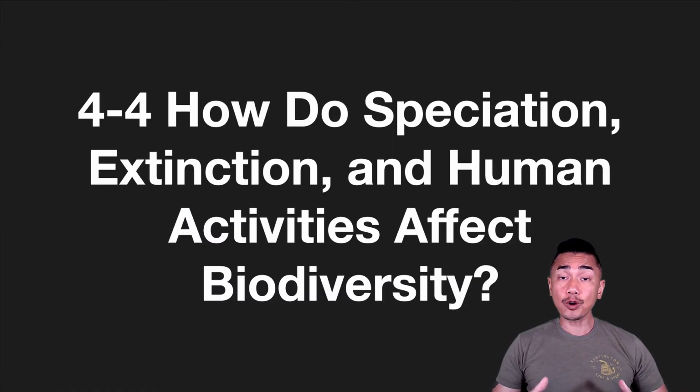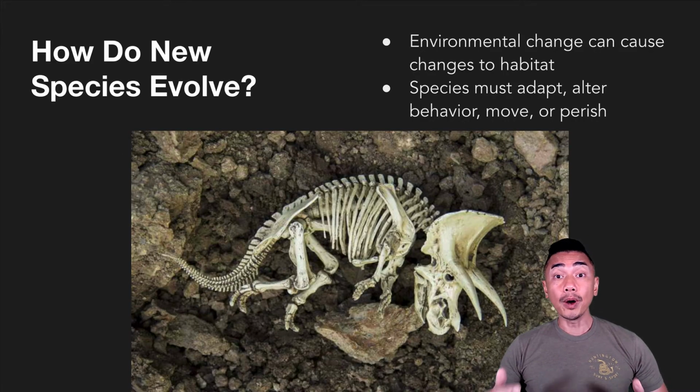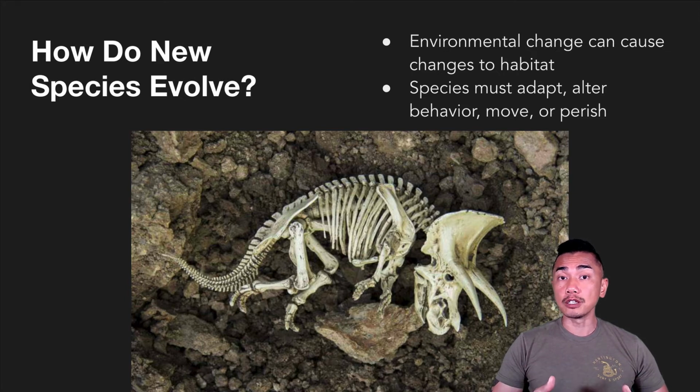In section 4.4, we will talk about how speciation, extinction, and human activities affect biodiversity. One thing that we see in the fossil record is that environmental change leads to habitat change. Species that live in these habitats have to either adapt, change their behavior, move, or perish.